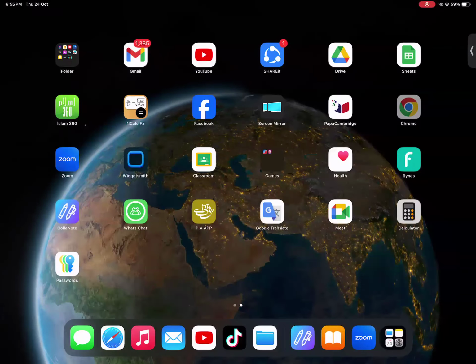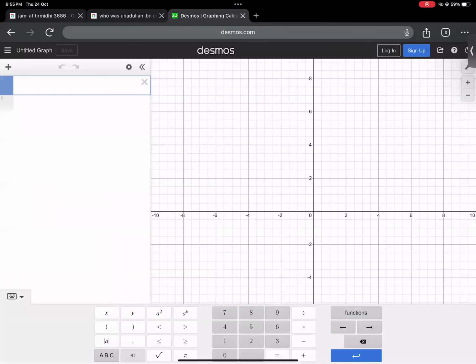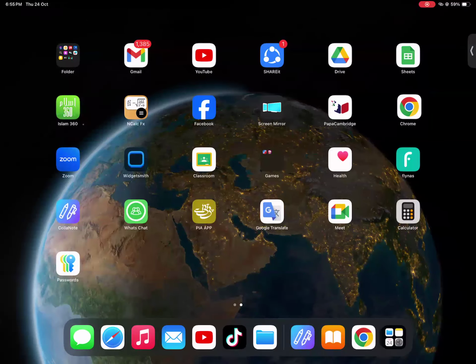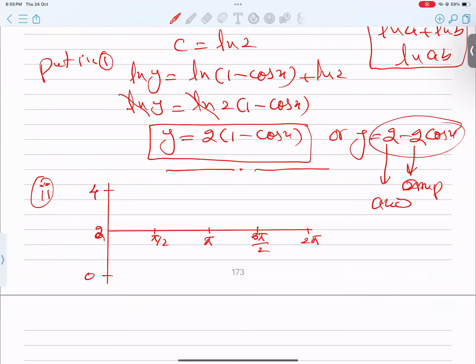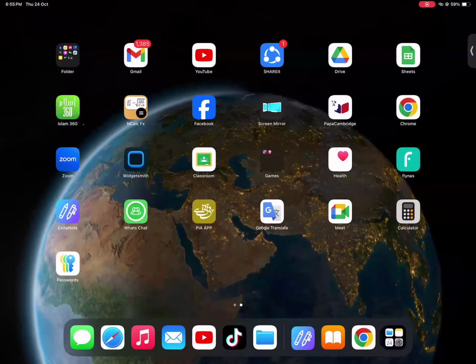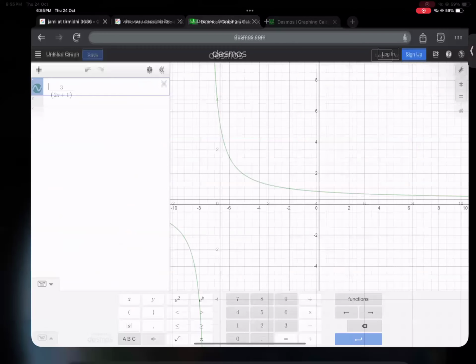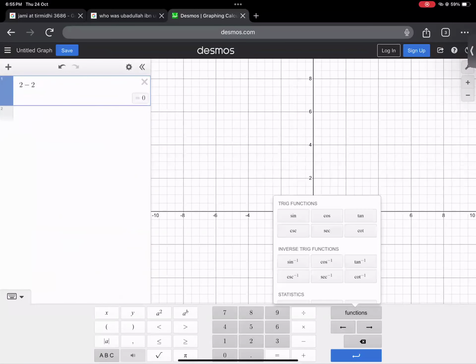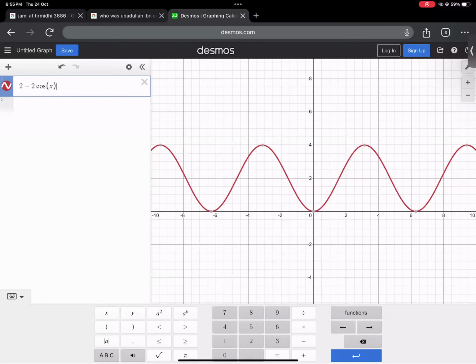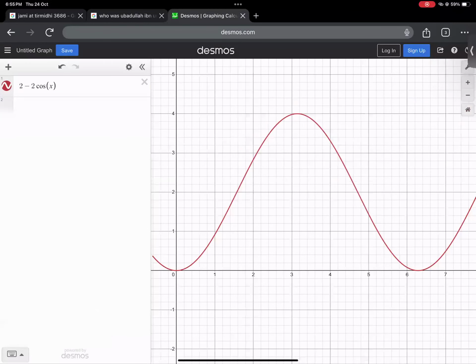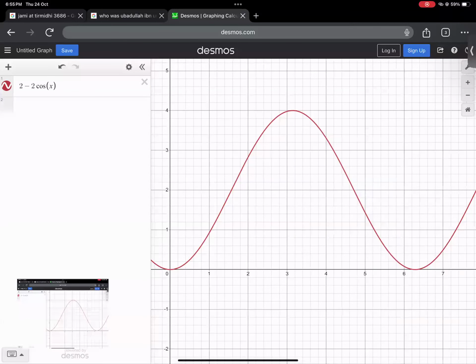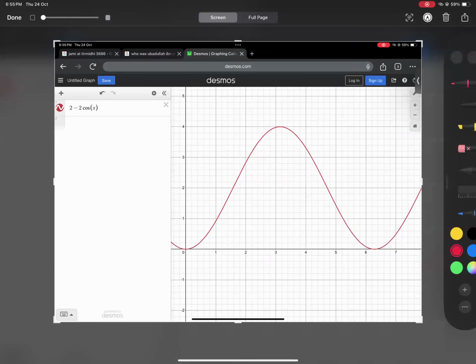In the Desmos calculator, you can see, I'm going to show you this one. So what a question, let me show once again. So 2 minus 2 cos x, okay? So 2 minus 2 cos x. So this function I'm getting, okay, you can see, and let me show you the picture complete. So this is my answer finally, and I show you how it comes.